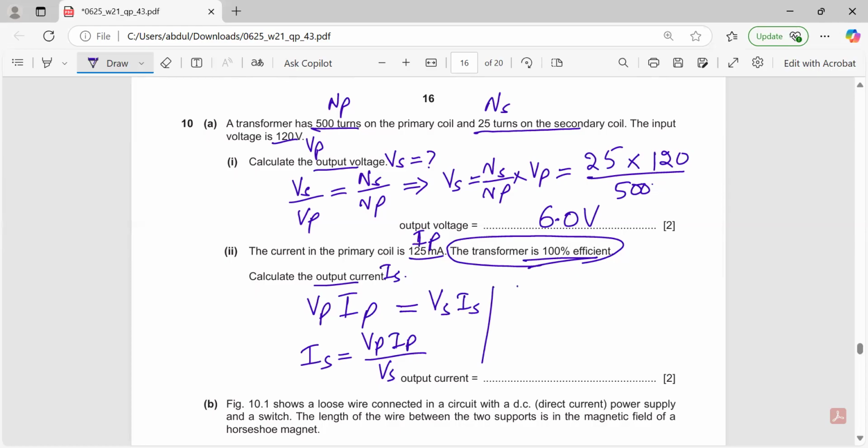Let's place the numerical values. Is is equal to Vp, which is 120, times Ip. Be very careful, 150 times 10 raised to power minus 3, because milliampere, over Vs, which is 6 volts. As we simplify it, the answer comes to be 2.5. So it will be 2.5, and don't forget to write amperes.